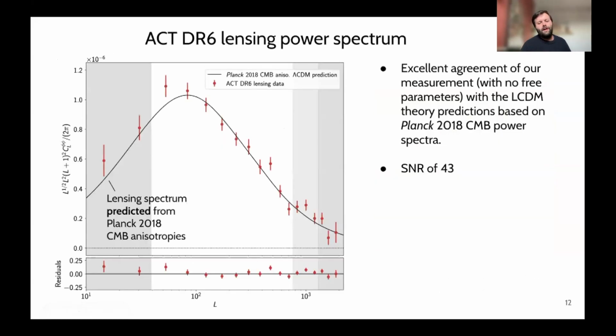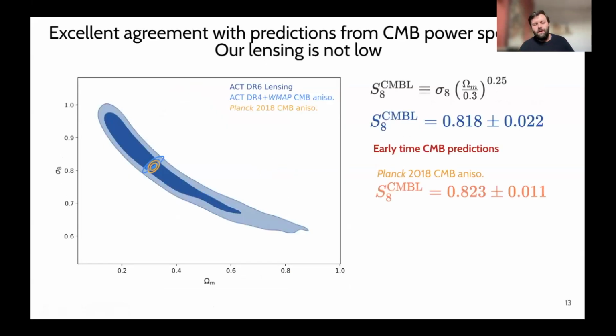Let me now turn to a reminder of our ACT lensing power spectrum results. So here in red, you can see the ACT CMB lensing power spectrum measurements. And you can compare them with a prediction for this lensing power spectrum based on Planck 2018 CMB anisotropies and lambda CDM. And so what you can see is that we find excellent agreement. Our lensing power spectrum measurements are in excellent agreement with this early time CMB prediction. The great agreement of what we measure with what you predict based on early time CMB and lambda CDM also is reflected in the parameter constraints that we obtain.